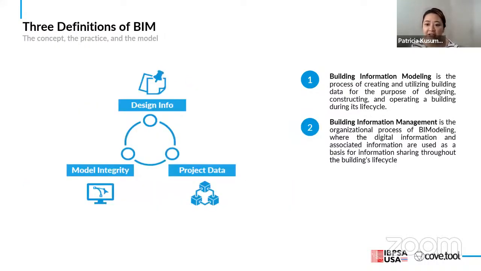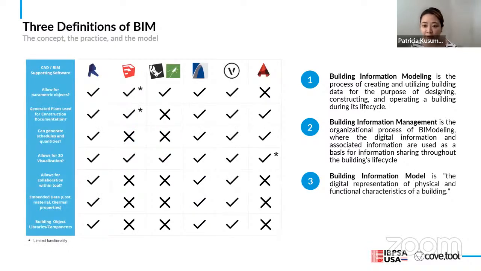The second definition, which is building information management, is the organizational process of the modeling of the first definition, and it involves information sharing, coordination with the different disciplines throughout the project's life cycle. And the last definition is building information model, which is the outcome of the first 2 definitions. It's the digital representation of the building design and functionality. And in this context, BIM becomes the sole source of information for a building, and it serves as that tangible resource for decision-making during the project's life cycle.